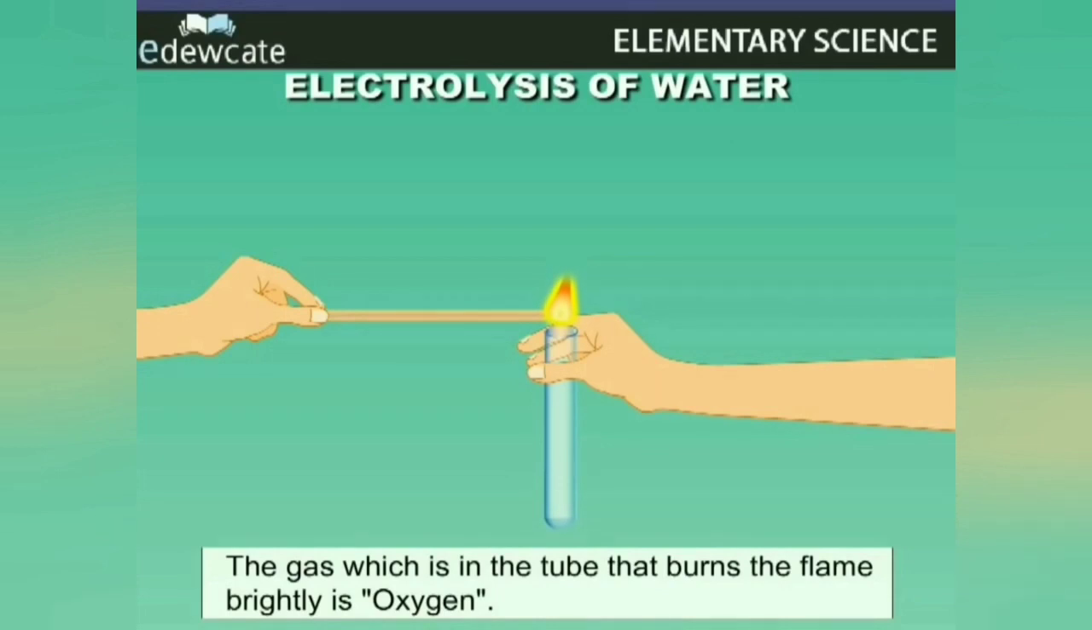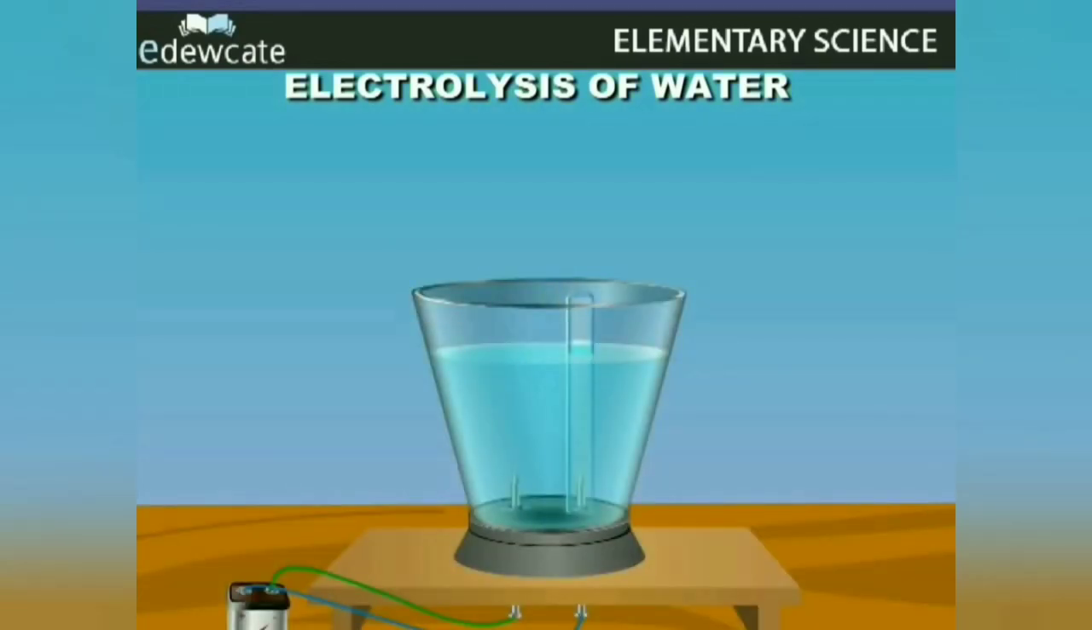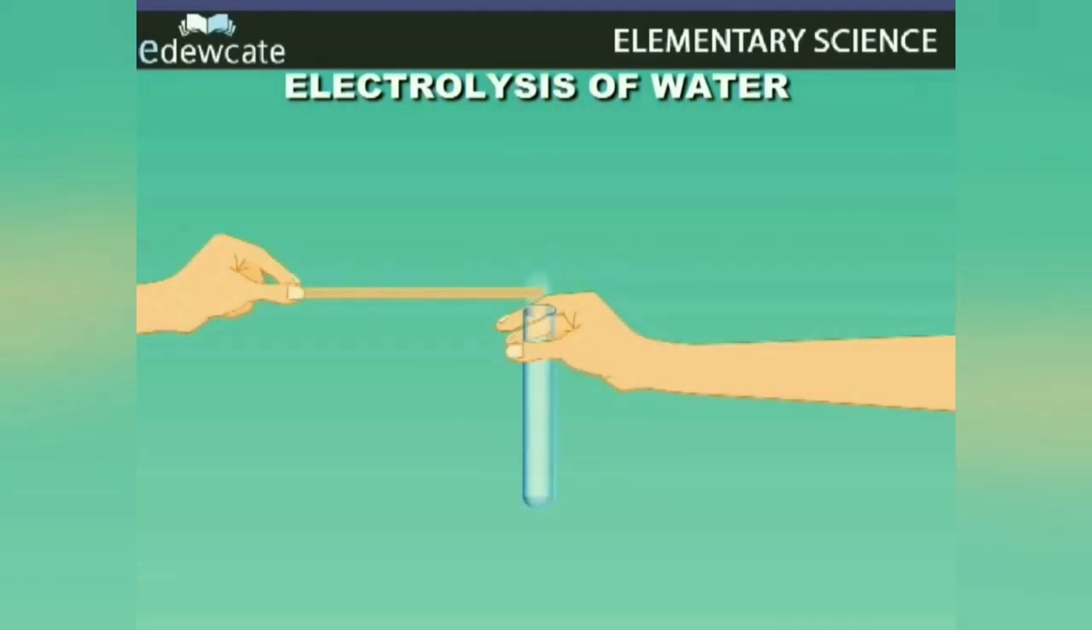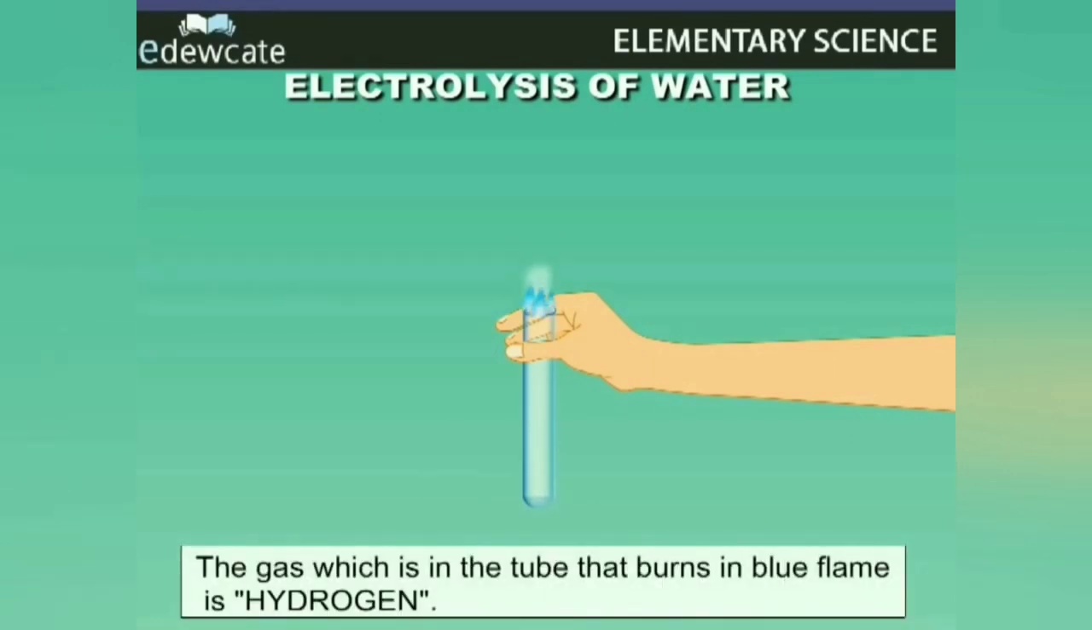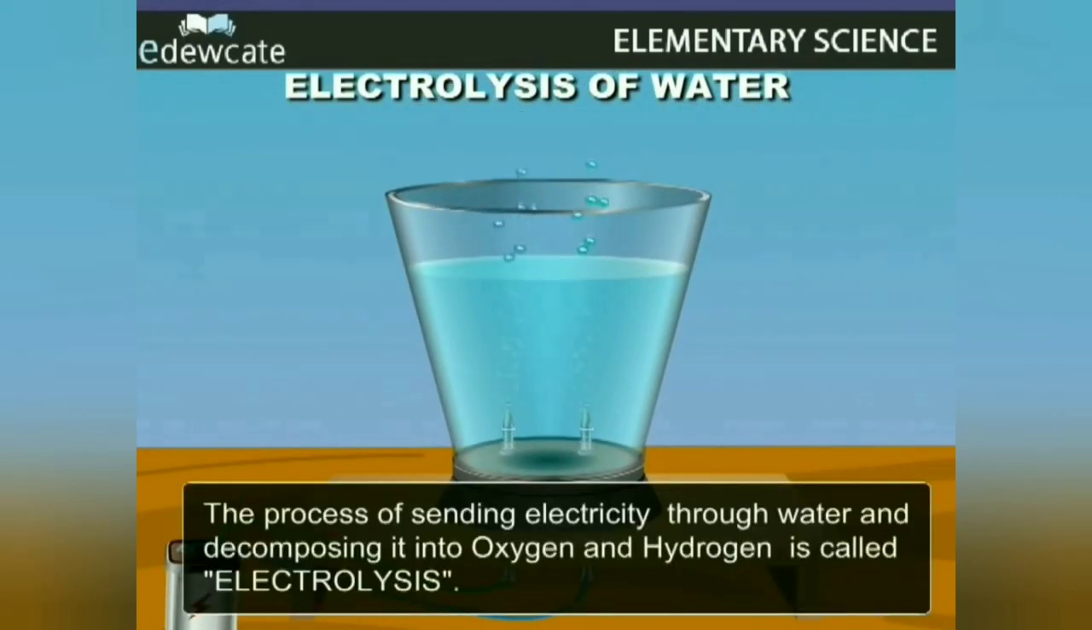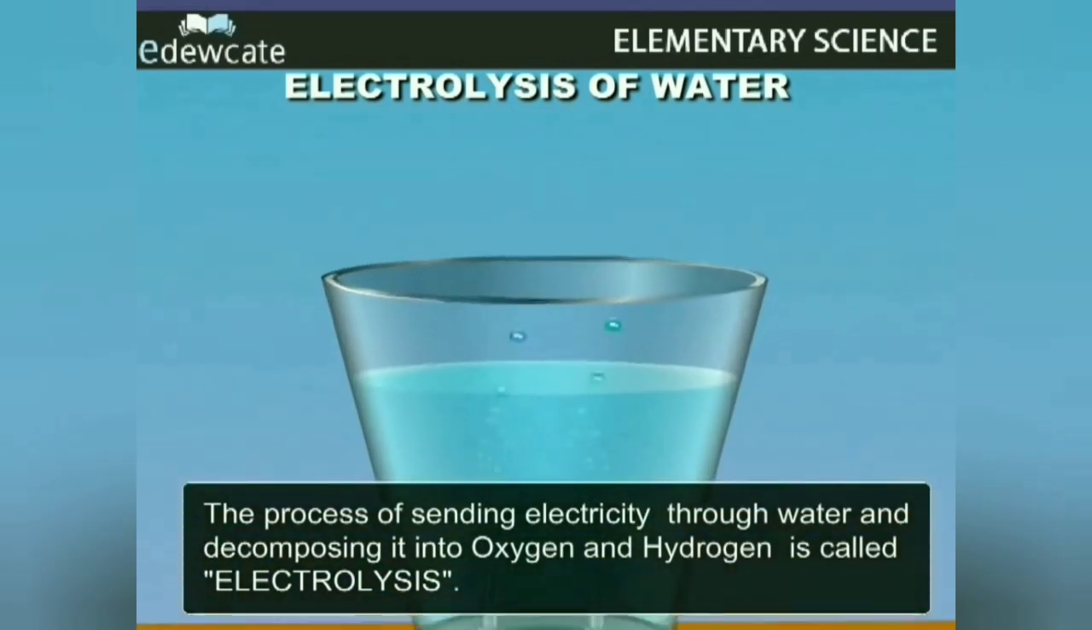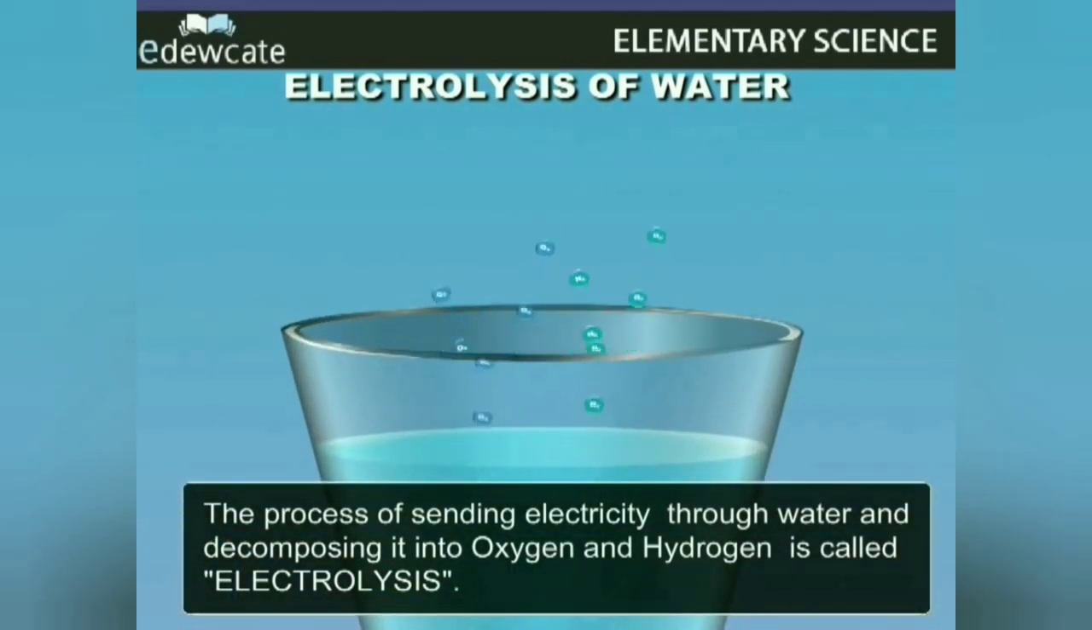Introduce another glowing splinter into the test tube in which more volume of gas is formed and observe it. This splinter is put out with a pop sound. But the gas burns with blue flame. Hydrogen possesses this property. Therefore, we can say that the gas present in this test tube is hydrogen. In this way, sending electricity through water and decomposing it into oxygen and hydrogen is called electrolysis.